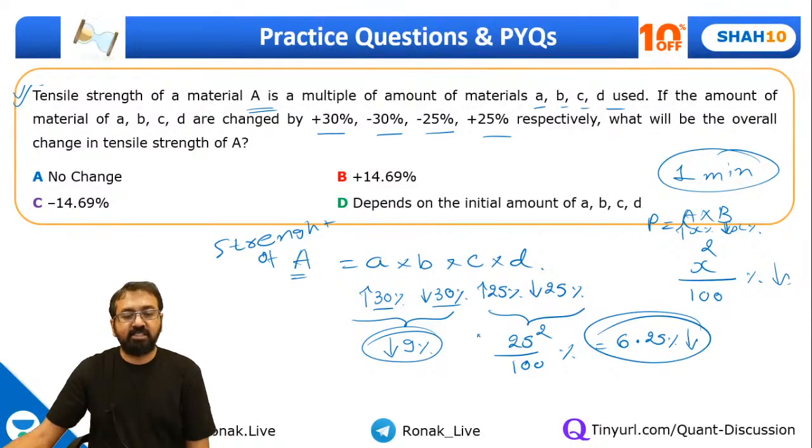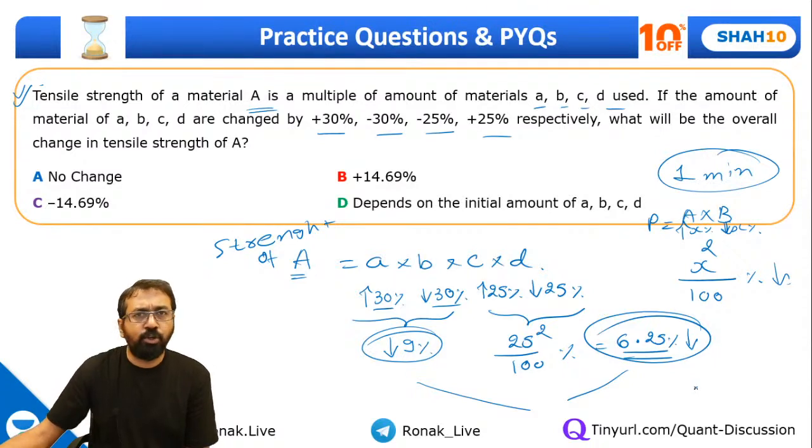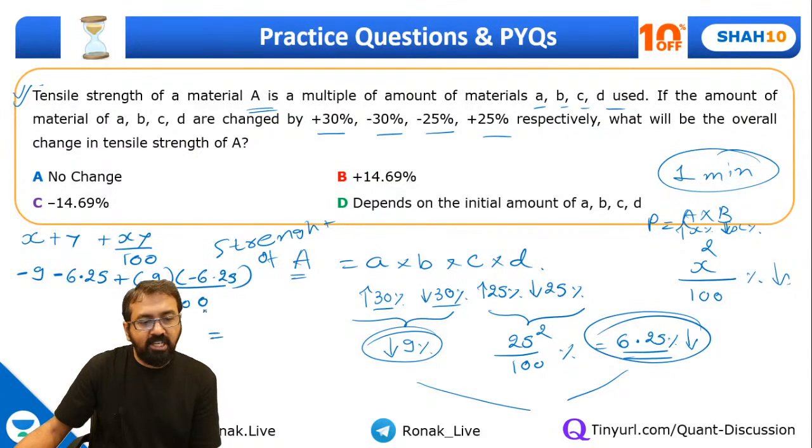Okay, please understand. Now there is a 9% reduction, there is 6.25% reduction. So we need to apply the net change. If you just apply the net change using that formula, if you want, you can use that formula: x plus y plus xy upon 100, where x will be minus 9, y will be minus 6.25, plus minus 9 into minus 6.25 upon 100. If you solve this thing, it will come out to be minus 14.69%.